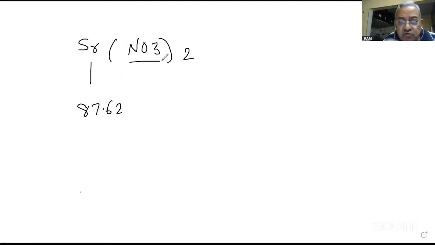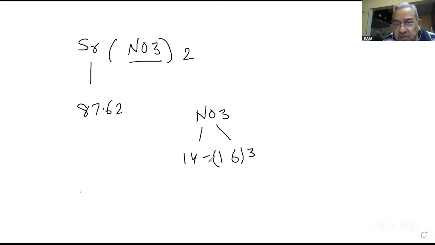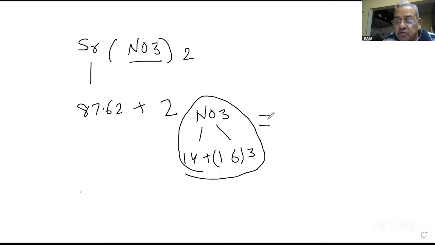And what about this? First you solve this NO3. NO3 will be how much? Nitrogen is 14.01. Oxygen is 16. So 3 will be 16 into 3, plus this, so this will be the NO3. And here it is twice of NO3, so plus twice of this. First you have to solve the NO3. NO3 is 14 plus 16 into 3. 16 into 3 is 48, right?